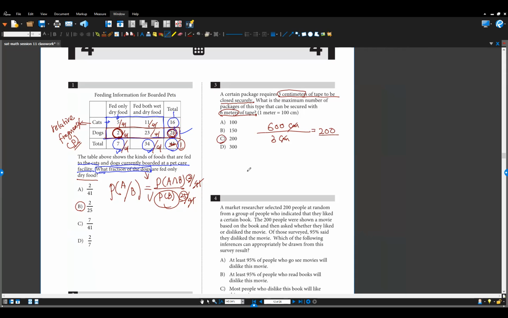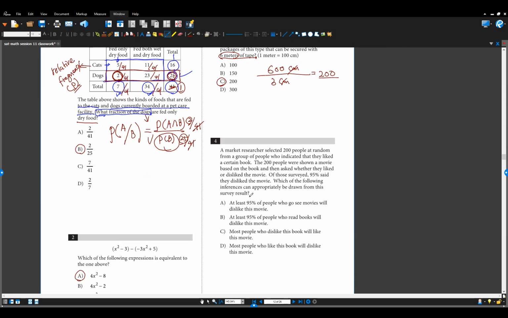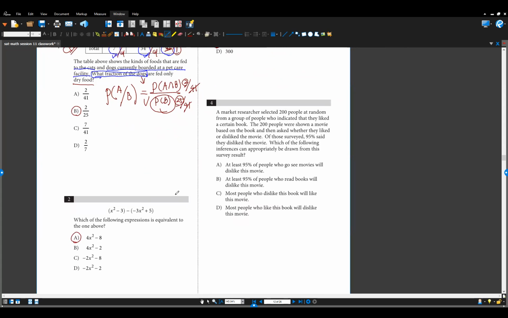So SAT math is not hard. Just try to understand the questions 100%. If you don't completely understand, there must be some risk.